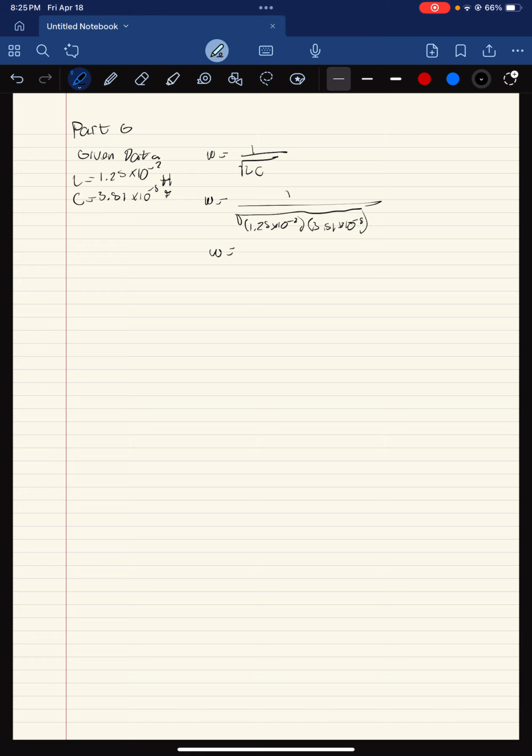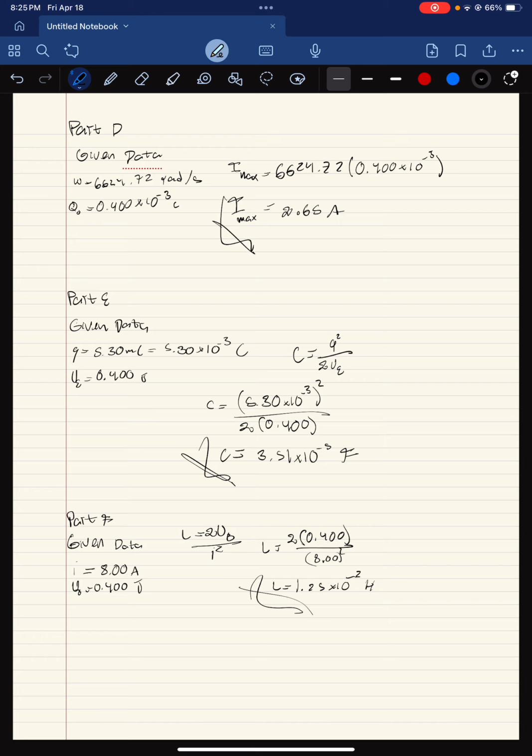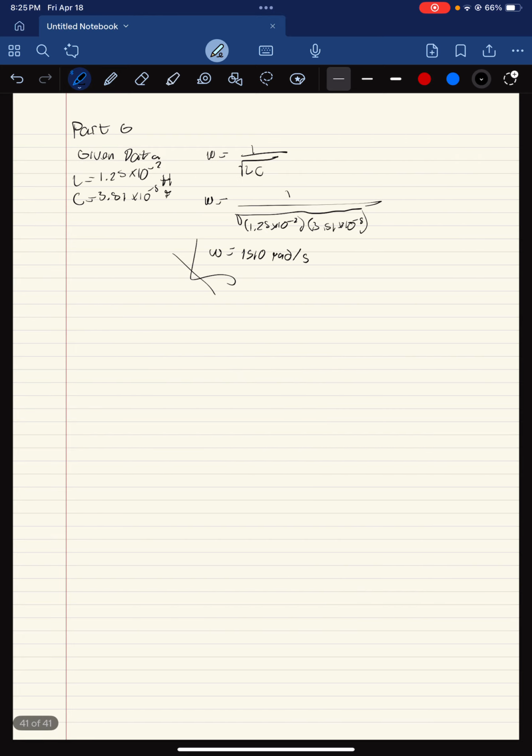And let's get that to a calculator. Square root, all right. Now 1.25 times 10 to the negative 2 times 3.51 times 10 to the negative 5, close the parenthesis right here, and I got 1,510 radians per second. Did I mark it down? Okay, so we should know the answer. Perfect. Now we have part H.